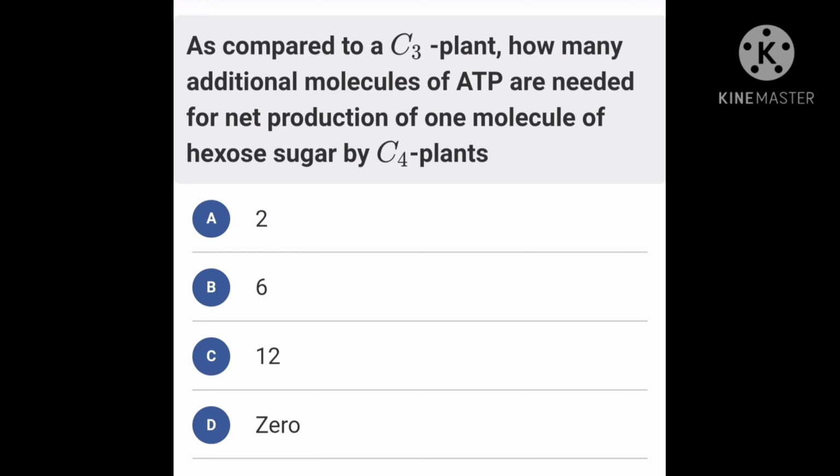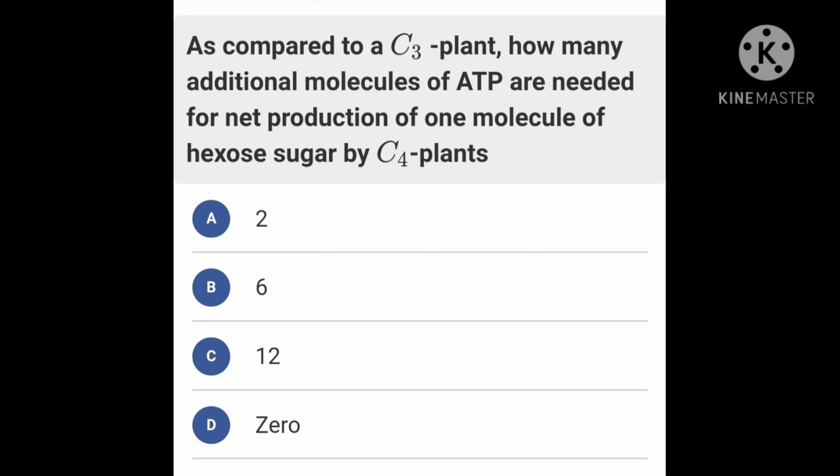18 ATP molecules are required by C3 plants for the synthesis of one molecule of hexose sugar, while 30 ATP molecules are needed by the C4 plants for the same. Thus, C4 plants have a need of 12 ATP molecules extra than C3 plants for the synthesis of one molecule of hexose sugar. So, the right option is C, that is 12.